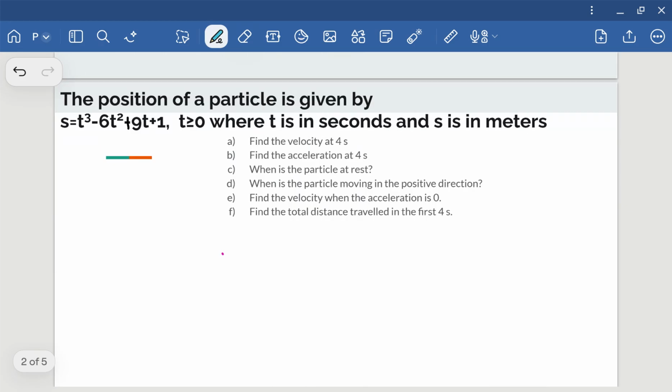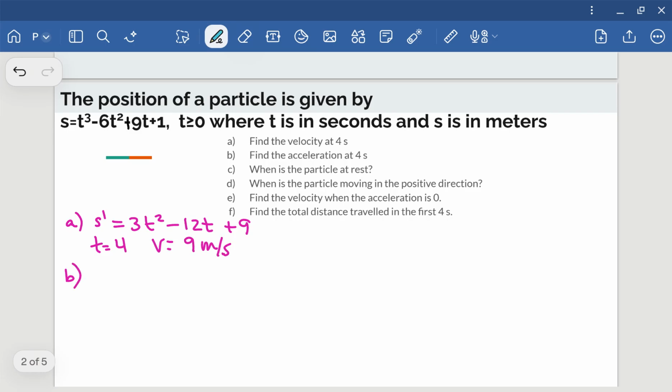So this first question I'm looking at is talking about the position of a particle, and it's given a formula, and t we know is going to have to be greater than 0 since it's time. The first part is asking us to calculate the velocity at 4 seconds. So we want to remember that velocity is the first derivative of a position time function, and that is what we have. So I'm going to take that first derivative, 3t squared minus 12t plus 9. Then when I want to know the velocity at 4 seconds, I will plug in 4 for all the t values, and I'll see that my velocity is 9 meters per second.